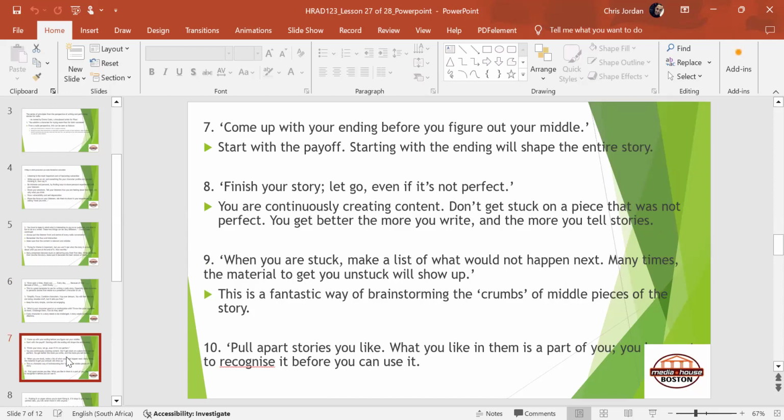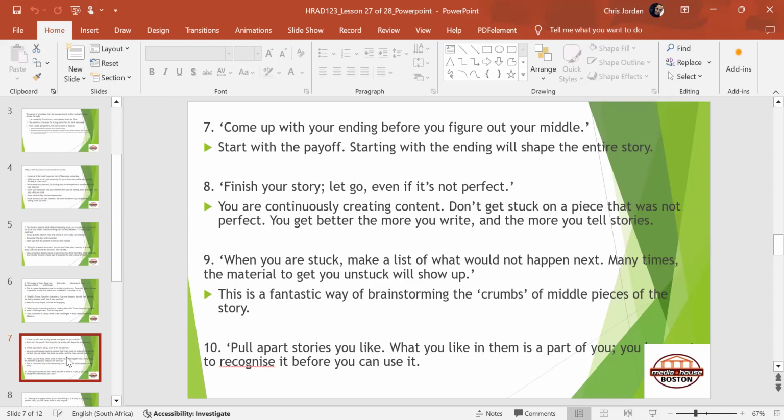Seven, come up with your ending before you figure out your middle. It is always good to know where you are heading before you even start trying to head there. Because if you know what you want to do at the very end of a segment, you will know what to put in to make it there a lot more effectively, and a lot more succinctly at the end of the day. So knowing what my point is, what my goal is, what the end is of this particular segment, and the story that we are telling, will allow me to include very specific, important, and correct information on the road to that ending.